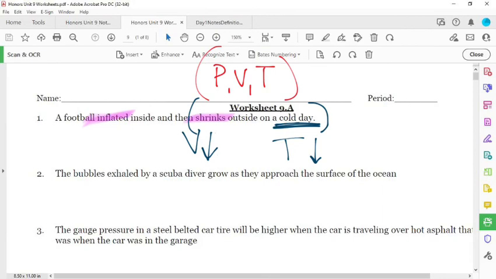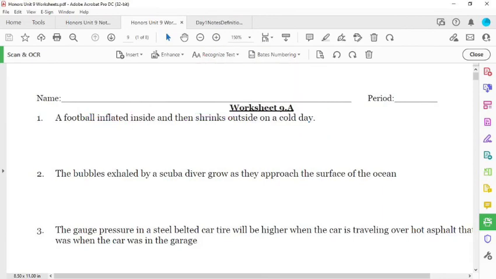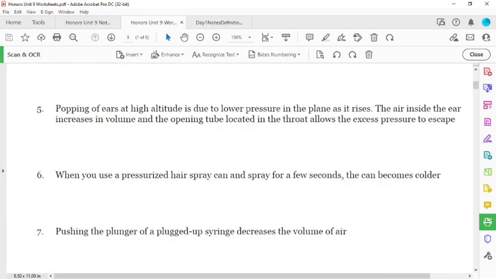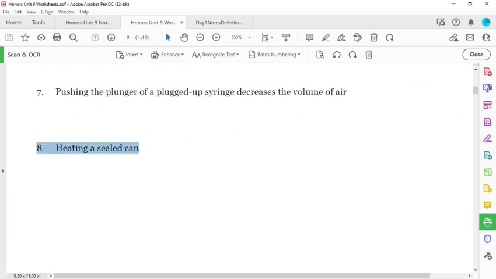As you look over the next few examples, some of them are a little bit easier to figure out. Like this one talks about pressure will be higher when the car is traveling over hot asphalt. It's really spelling it out for you there. All the way down to number 8, which is kind of mysterious here, talking about just heating a sealed can. But each of these has enough information for you to reason through what's going to be happening. It's important that it's being heated, but it's also important that it is a sealed can. Think about how a sealed can either can or cannot change, and that will help you find your variables and how they might be changing here.